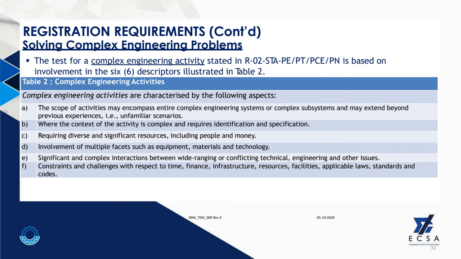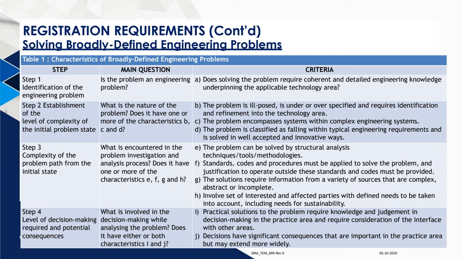So if you check now, when we read about the broadly defined for the engineering technologies, how it differs, step one, criteria: does solving the problem require coherent and detailed engineering knowledge underpinning the applicable technology area? Because it's about the technologies. The same here in terms of establishing the level of complexity in the initial problem. What is the nature of the problem?